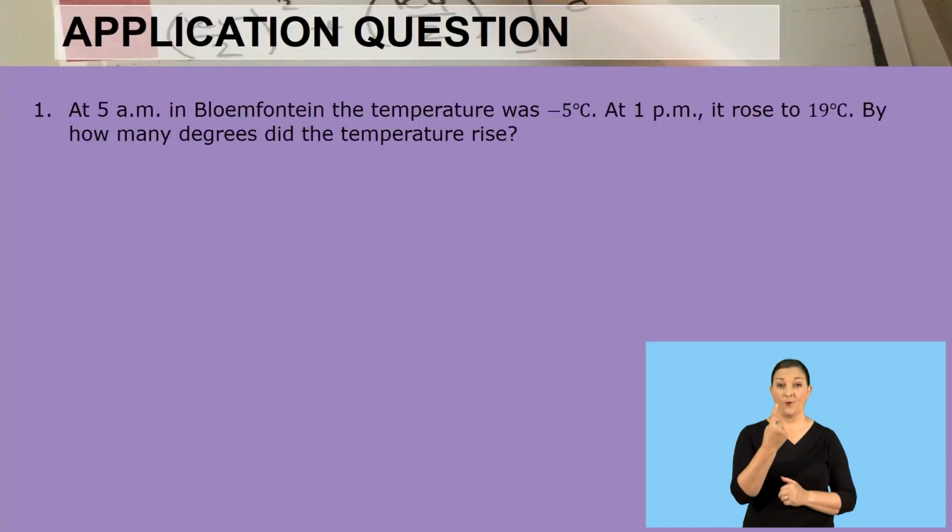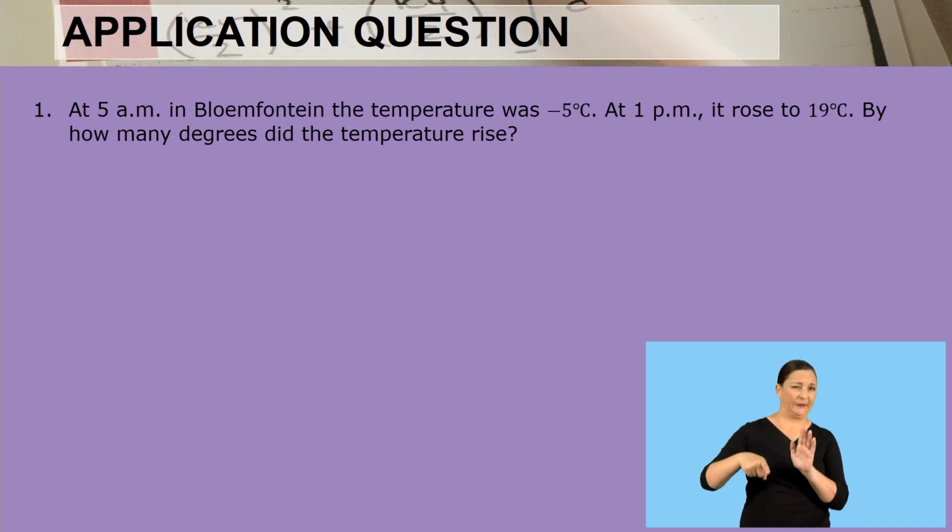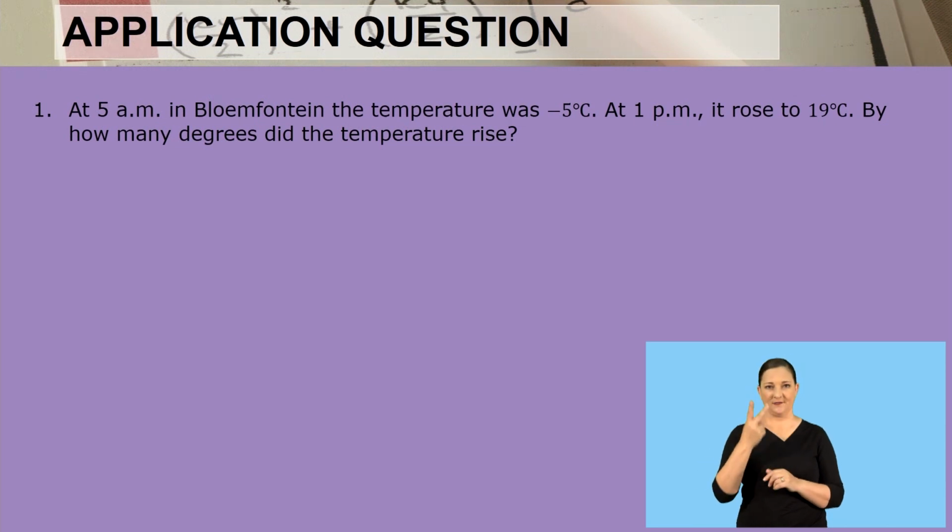So, number 1 says there, at 5 a.m. in Bloemfontein, the temperature was -5 degrees Celsius. At 1 p.m., it rose to 19 degrees Celsius. By how many degrees did the temperature rise? So we had a specific temperature, but then it changed later on to a different temperature, and we need to find out by how many degrees that temperature went up.